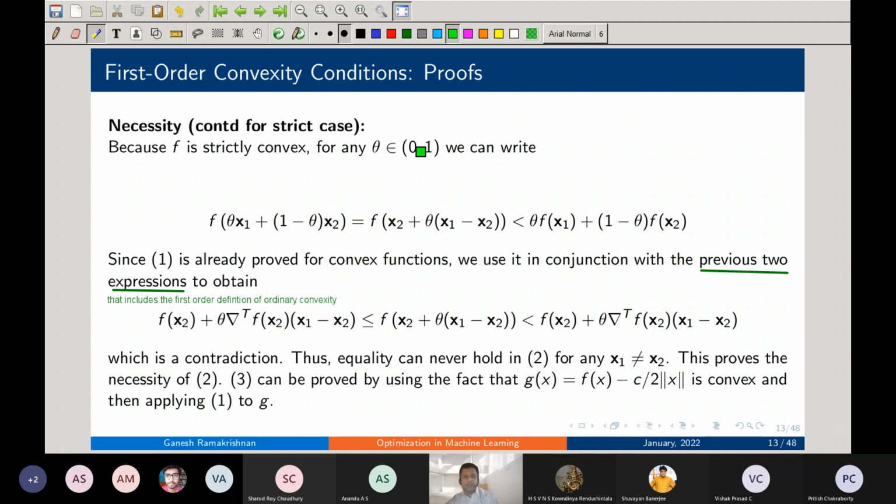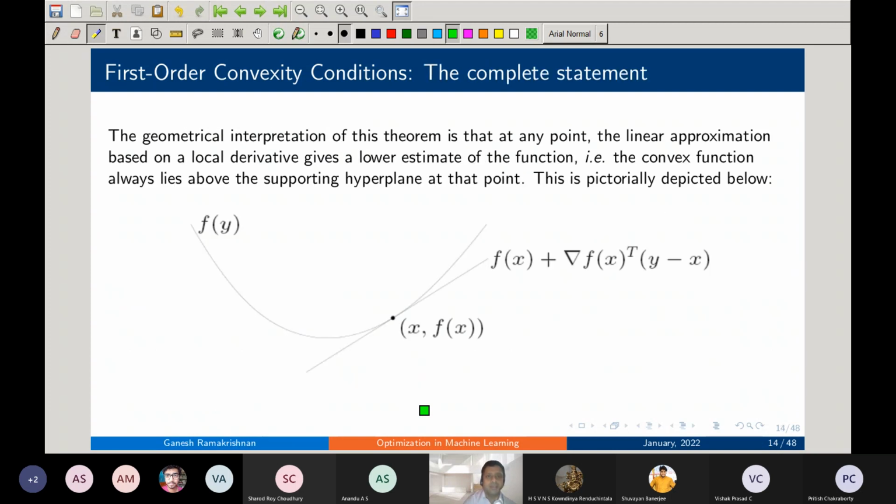For strong convexity, again, you can show that g of x equals f of x minus c by 2 times norm x squared is convex, and then we'll just apply the first definition, ordinary convexity, to g. So I think we are done with these. I'm not going to delve unless you ask.